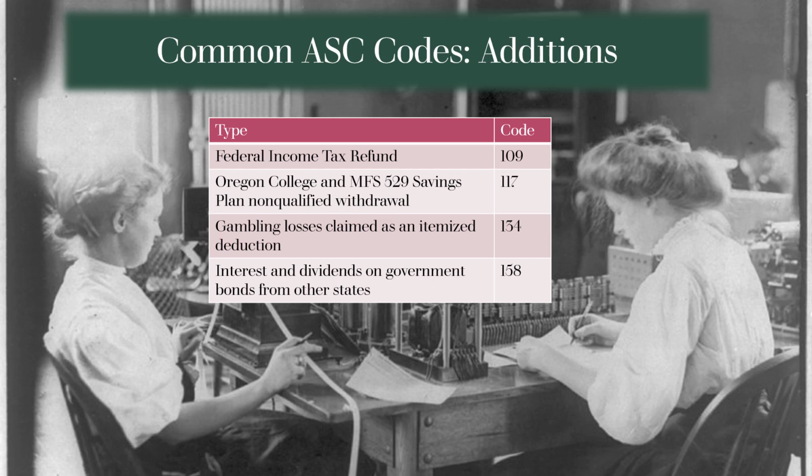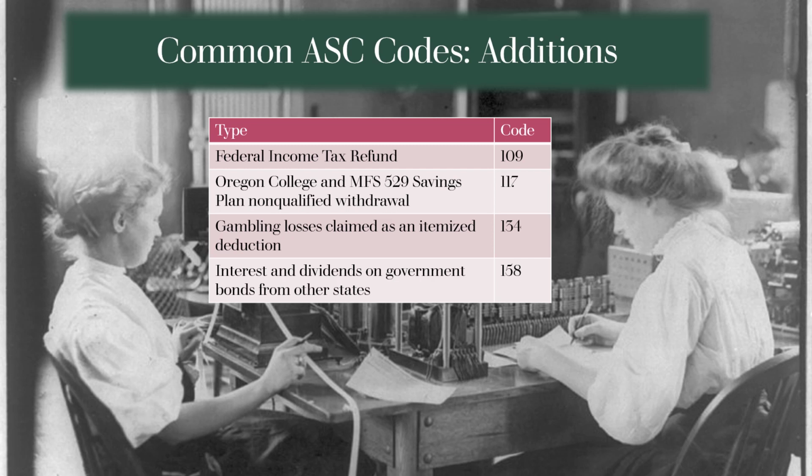Code 117 is for non-qualified withdrawals from a 529 college savings plan. This might be compared to how withdrawals from HSAs or health savings accounts become federally taxable. The money was not previously taxed. Now it's being pulled out for non-qualified uses. The amount becomes taxable. Code 134 is for gambling losses claimed as an itemized deduction. And this occurs where the losses claimed for itemized deductions exceed the taxable Oregon gambling winnings. We'll see why this might happen on the next slide.